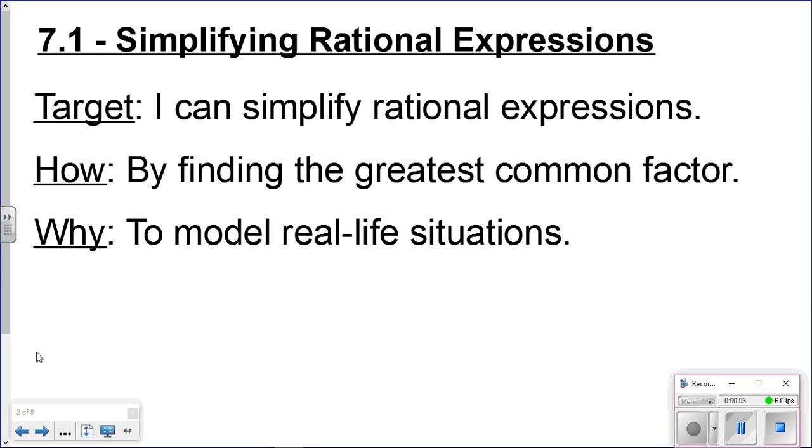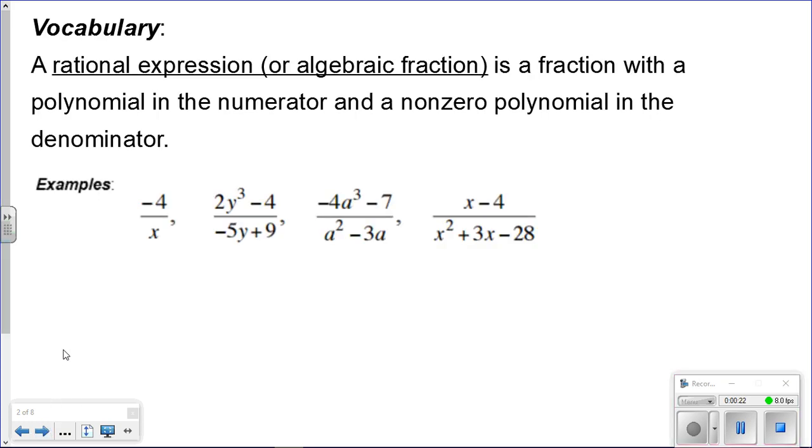What's up, guys? We're looking at simplifying rational expressions today. So go ahead, pause it, write down your target, your how, and your why. You should be able to, by the end of this, simplify rational expressions, basically by finding the GCF. All right, let's get right to it.